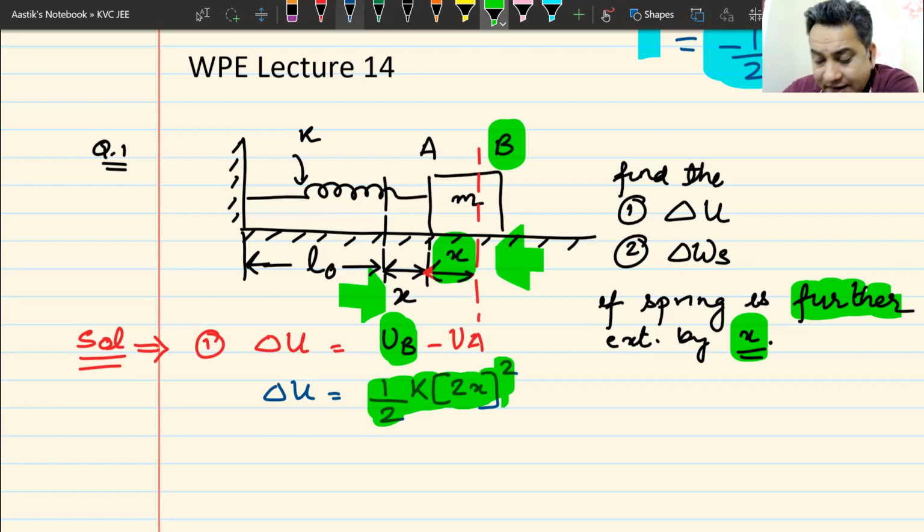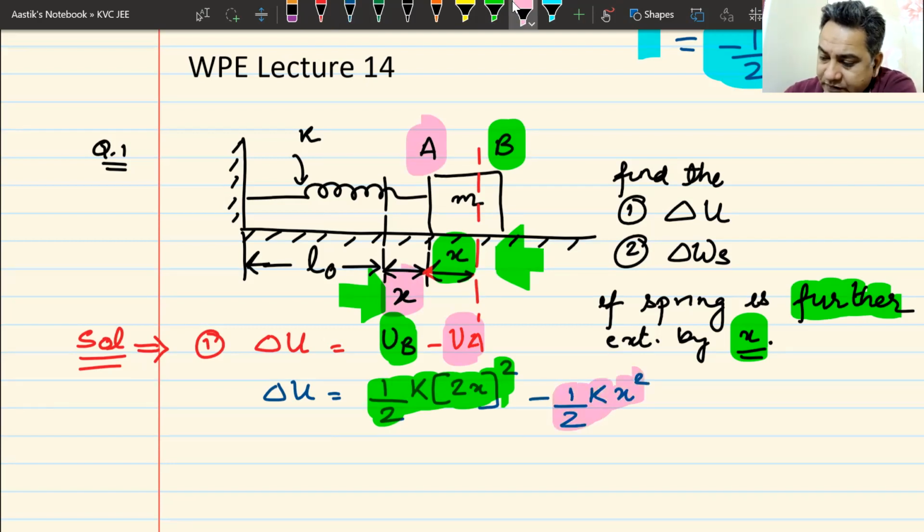Then comes the initial point. I will mark it by pink. Initial point A, initial energy UA. Here is the extension. Extension is only the pink one, not the green one. Let's find out the extension. Extension is X. So minus half K X squared, the pink one. You can easily solve it and get the answer. So this will be equal to 3 by 2 K X squared, right?